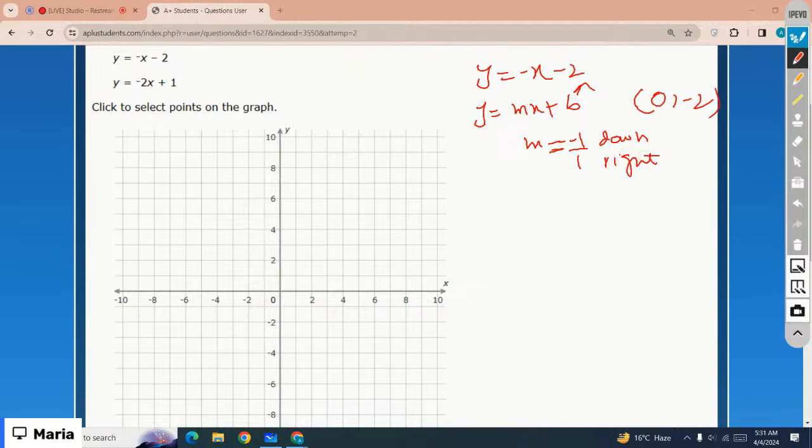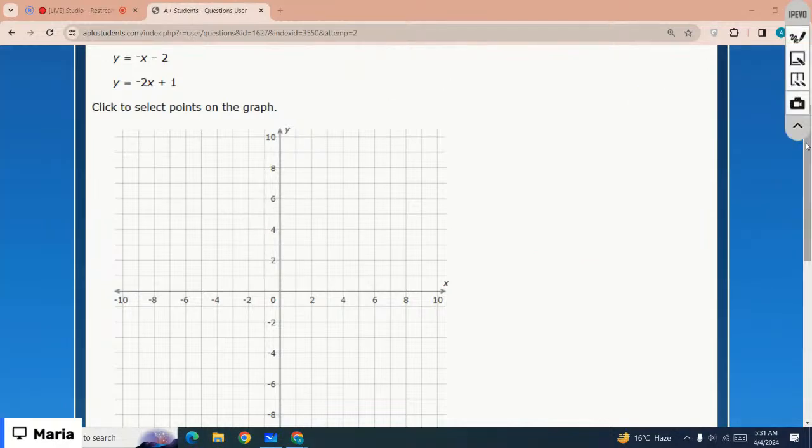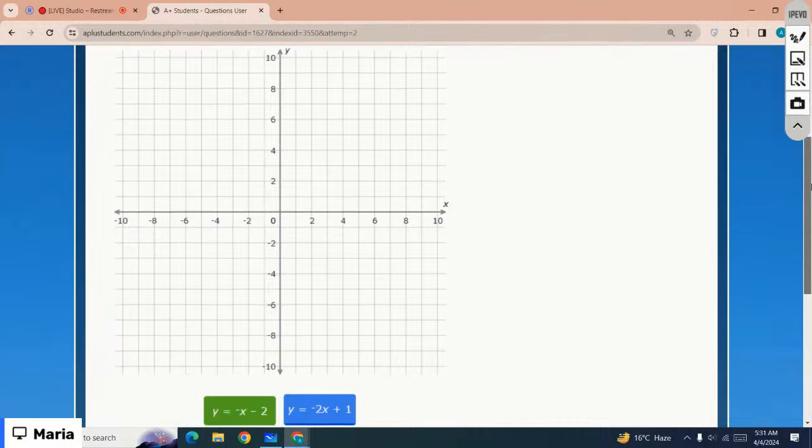Got it? Okay, if the second equation is y equals 2x plus 1, the y-intercept is 0 and 1. The slope is negative 2 over 1. That means you need to move down 2 points and right 1 point. Got it? Now you have the points for both the equations, so let's just plot and find the solution.